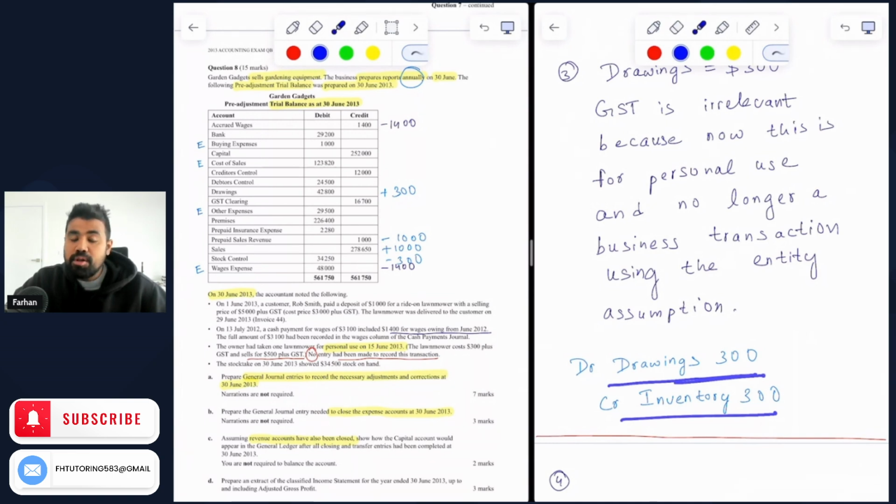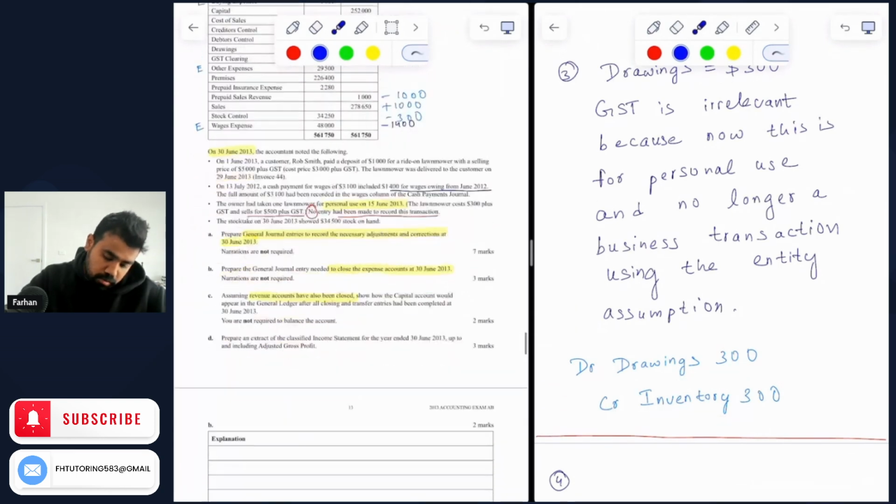Always remember, capital by default is a credit account, which means when capital increases, we credit it. But when capital decreases, what do we do? We have to debit it. And drawings reflects a reduction in owner's equity or capital. Therefore, to reflect that decrease, we're debiting drawings by 300.